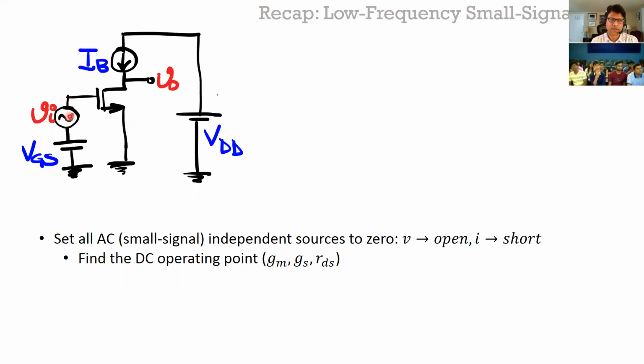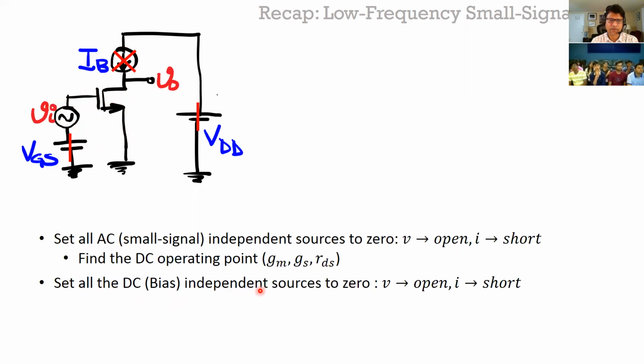And if this small signal was a current source, that will become an open. Obviously, you cannot have a small signal current source going into a high impedance node. In this case, you short this. So you get a VGS. For that VGS, you find out what the GM is, and for IB, what the RDS and GS are.